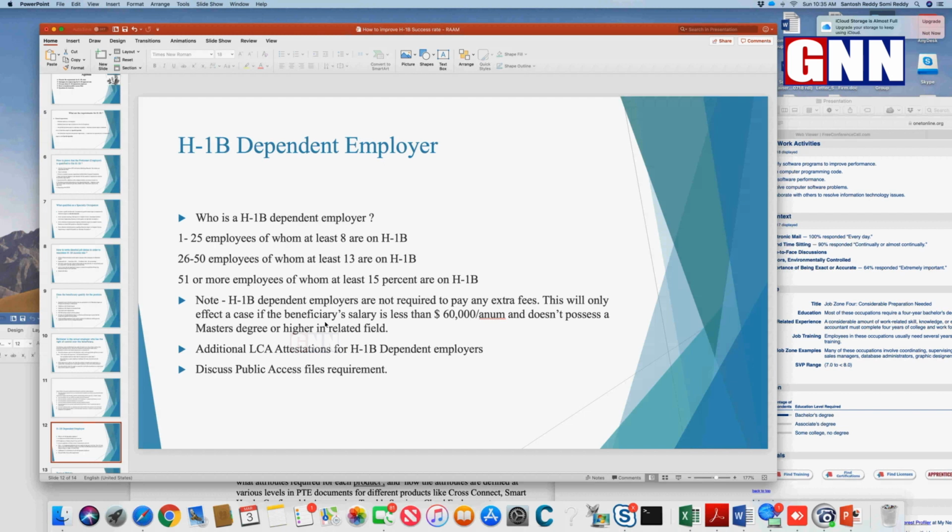Just because an employer is H1B dependent does not mean that you have to pay any extra fees. Also, H1B dependent employers would not be subject to any additional attestations if they are offering a salary of more than 60,000 to the beneficiary, or if the beneficiary has a master's degree or a higher level education. So I'll show you something here.